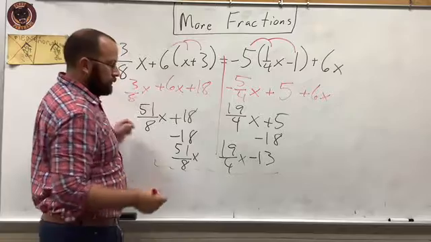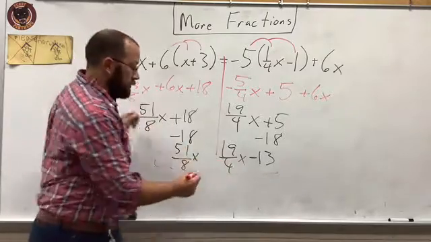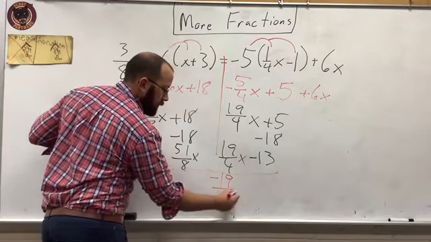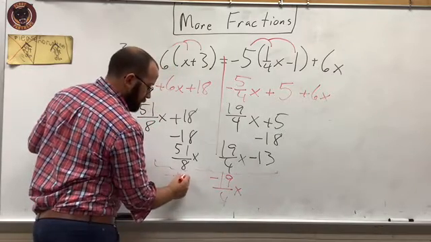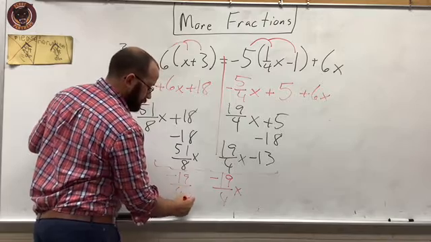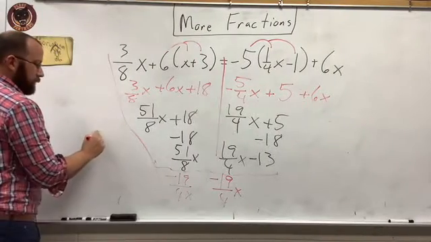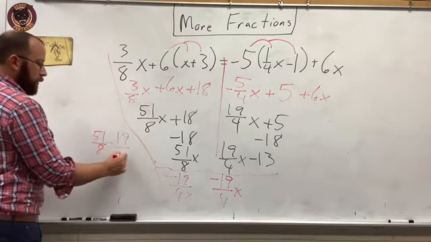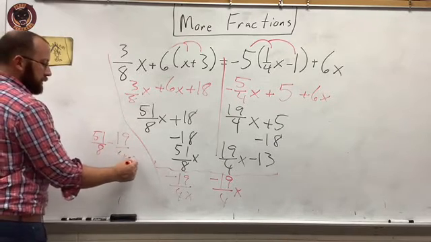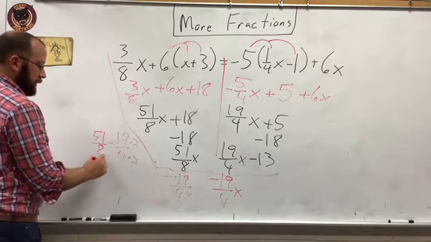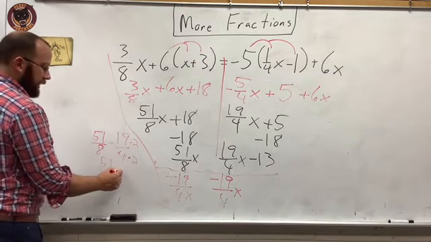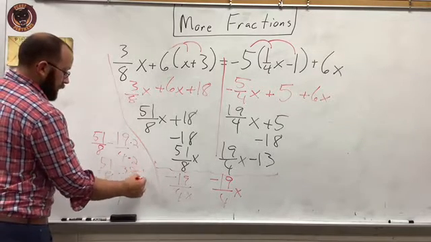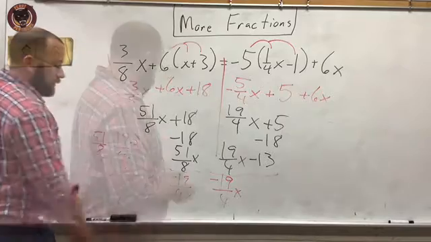So now I have to get the x over here. To do that, subtract 19/4 x from both sides. 51 over 8 minus 19 over 4. I have to make those the same denominator. Multiply the top and the bottom by 2. 51/8 minus 38/8 gives you 13/8.